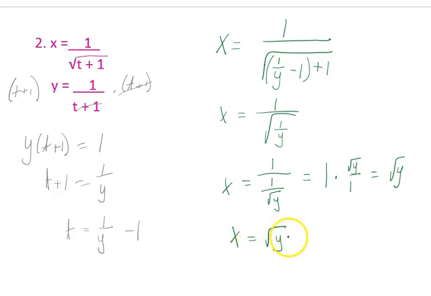I can write it like this, or I can square both sides and write it as y equals x squared. So either one of these is a good answer because you're down to x's and y's. It just depends on what you need at the moment, what you're trying to accomplish.